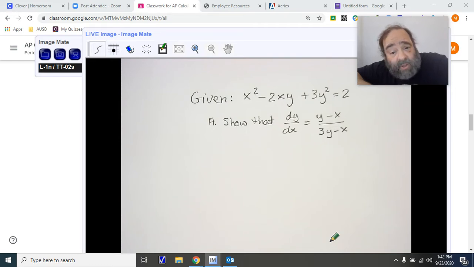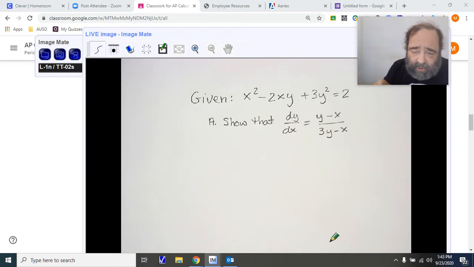Well, that's because of the questions in B, C, D, and potentially E. They don't want to just give you the ability to demonstrate, but they want you to be able to then show how to use it. So it's important for them to make sure that you have the correct derivative, dy dx, in the later problems that you're going to need. However, they do want you to show how to do it and make sure that you can. So that's our first step today, to demonstrate and show that our derivative is going to be y minus x over 3y minus x.